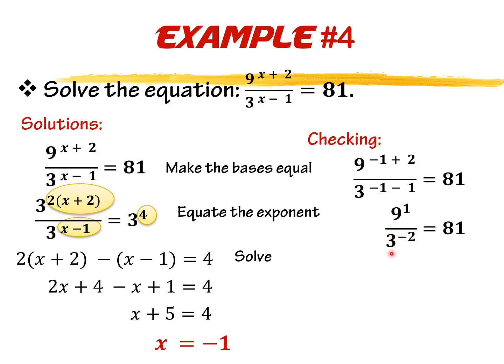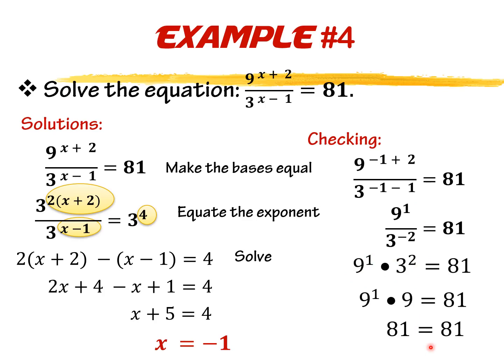Again, to make this one positive, we put it in the denominator, so that will give you 9 times 3 squared. 9 to the first power is simply 9, and 3 squared is also equal to 9, so 9 times 9 will be equal to 81. So your solution set is negative 1. I hope the process of finding the solution set for exponential equations is clear. You just apply the laws of exponents and the equal power rule.